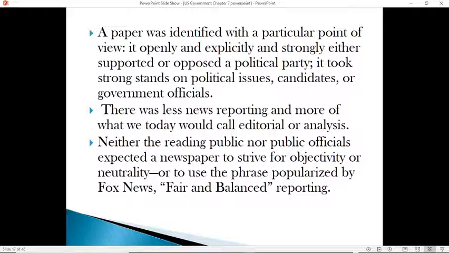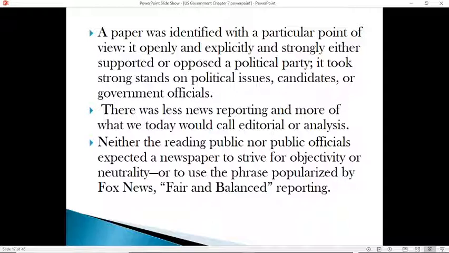So neither the reading public in those days nor public officials expected a newspaper to strive for objectivity or neutrality. So the people in the past weren't really looking for neutrality, that the paper's not going to take sides one way or the other, or that they're going to be very objective and only present the facts. They didn't expect that. They didn't particularly care if a newspaper leaned one way or the other or came out in support of one or the other. They expected it to happen that way. They didn't strive for objectivity. They didn't strive for neutrality, or to use the phrase popularized by Fox News today, fair and balanced reporting. They weren't looking for fair and balanced reporting.